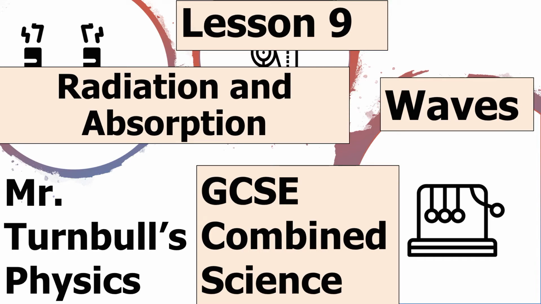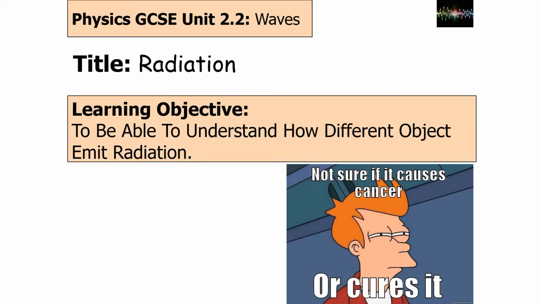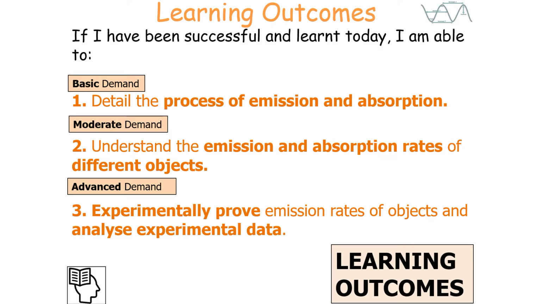So in today's lesson we're going to try to understand how different objects emit radiation. So we can detail the process of emission and absorption, we can understand the emission and absorption rates of different objects, and we can experimentally prove emission rates of objects and analyse experimental data.